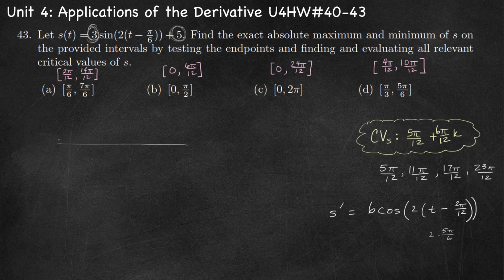Part B. Now our interval goes from 0 to pi over 2. Pi over 2 is 6 pi over 12. So what critical values do we have in this interval? Remember, here are our critical values over here. Just the 5 pi over 12. So let's pick a test point of 4 pi over 12. At 4 pi over 12, we put it in here: 4 pi over 12 minus 2 pi over 12 is 2 pi over 12 times 2 is 2 pi over 6, which is pi over 3, which is quadrant 1, and cosine is positive. And then I know this one alternates on either side of the critical values. So this is going to be positive, and then negative, giving me s increasing and then s decreasing.